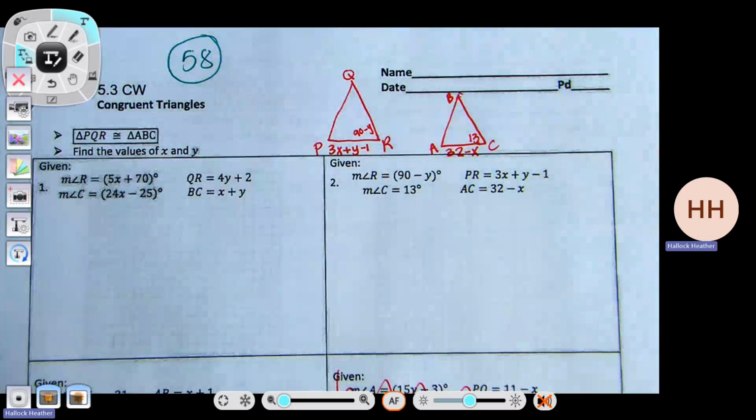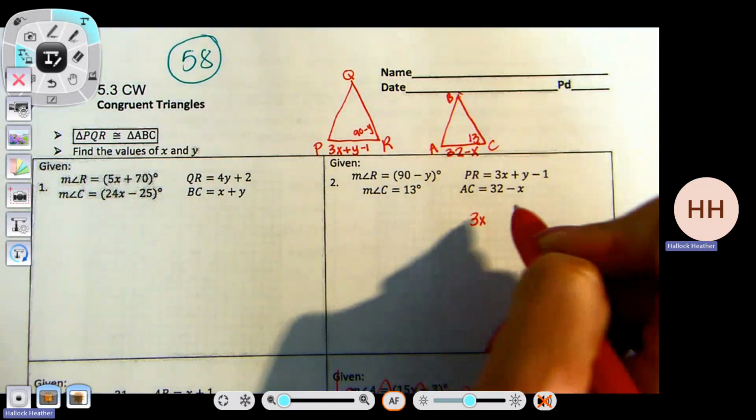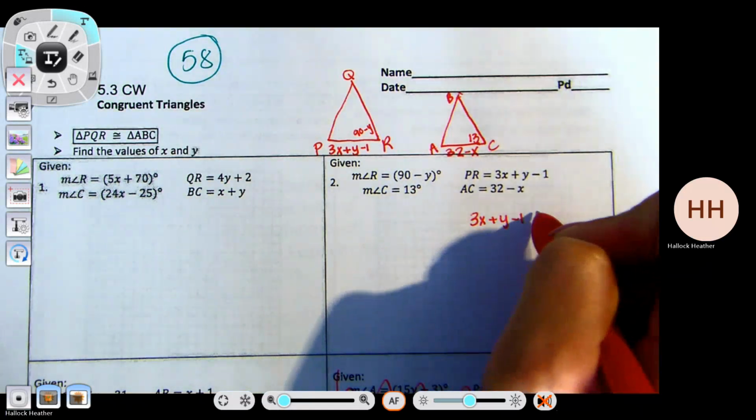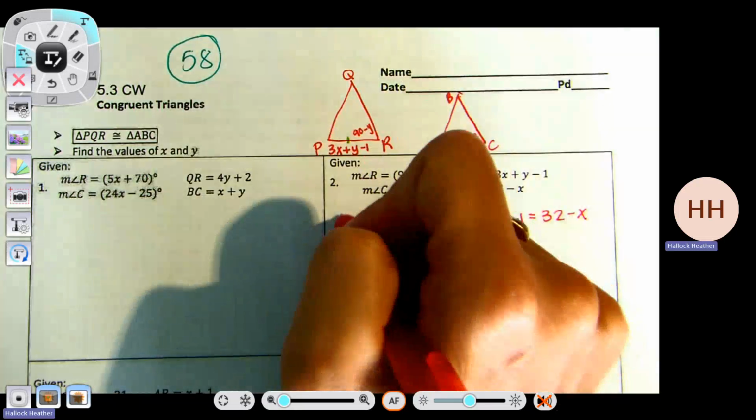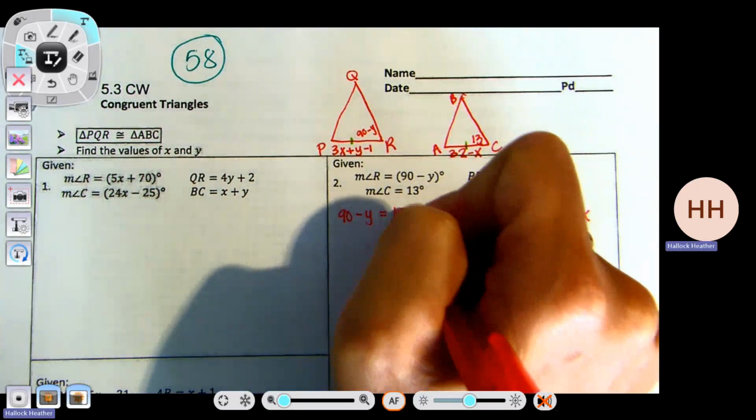So congruent means equal. So we're looking for equal parts. We're going to have 2 separate equations. Does anybody know one of the equations? 3x plus y minus 1 equals 32 minus x? Yes. Okay, what's going to be the other equation? Okay, so we know that this equals this because this makes sense. The bottom should equal the bottom. That makes sense. 90 minus y equals 13.